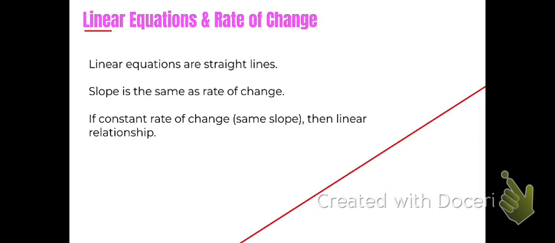Here we're going to talk about linear equations, rate of change, and solutions to linear equations. You need to remember that linear equations are straight lines, and lines have a slope. Slope is synonymous with rate of change. So when they're asking you for the rate of change, you can calculate the slope. If there's a constant rate of change, that means the slope isn't changing, so it has a constant slope, and that is a linear relationship. That's a straight line.